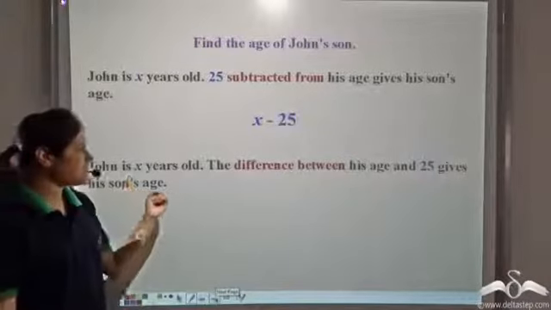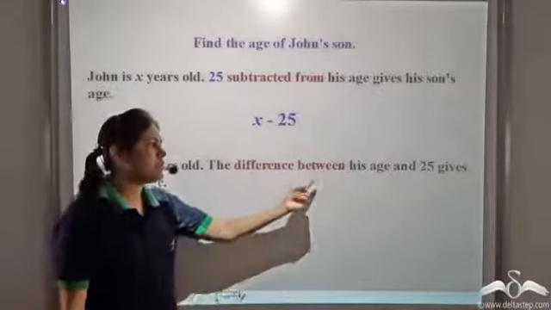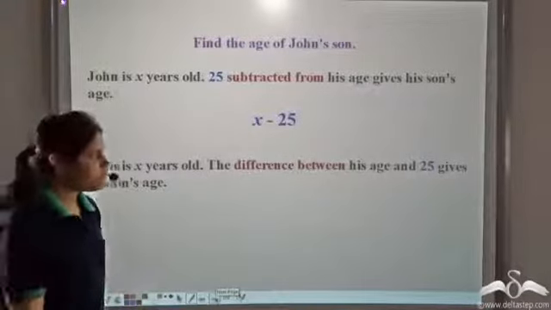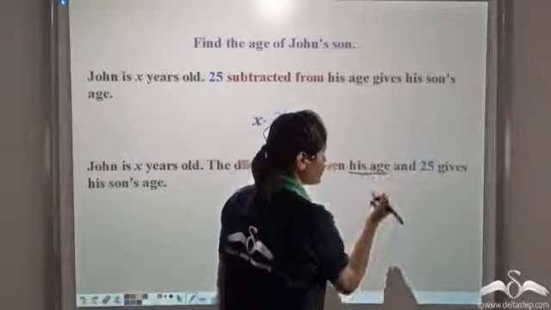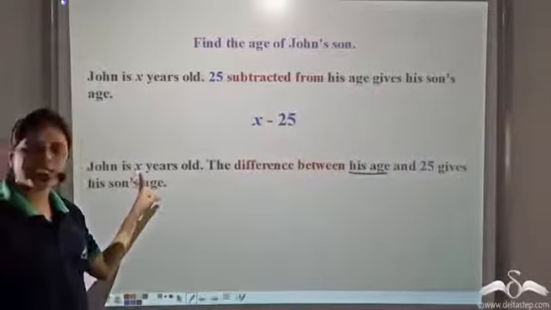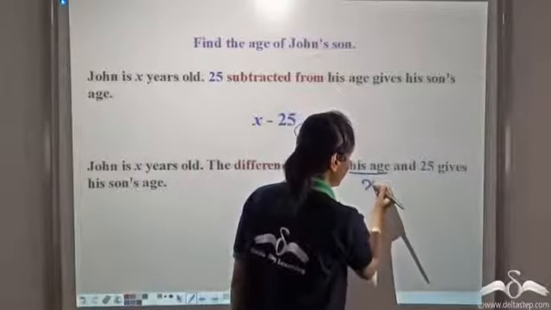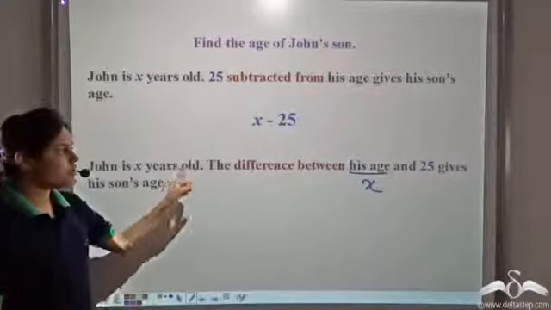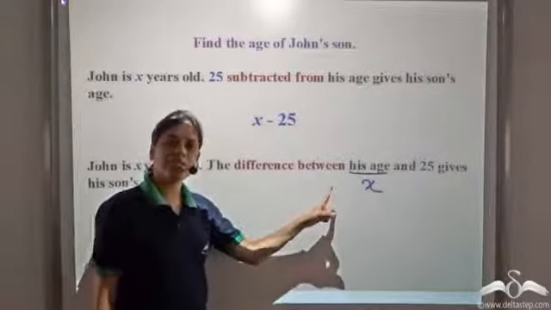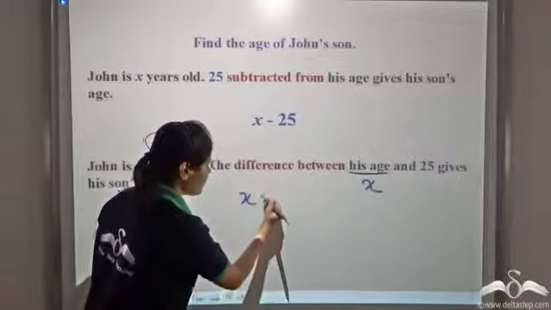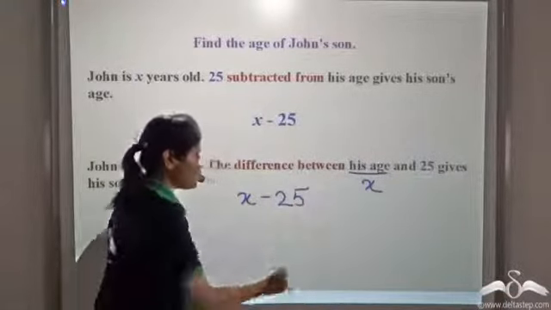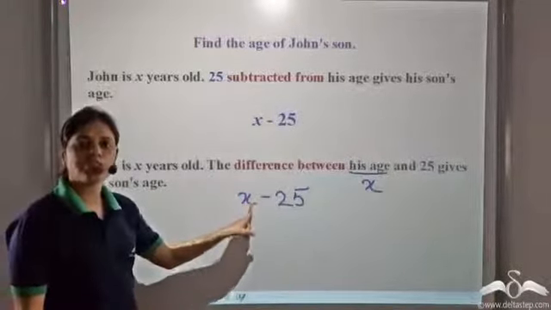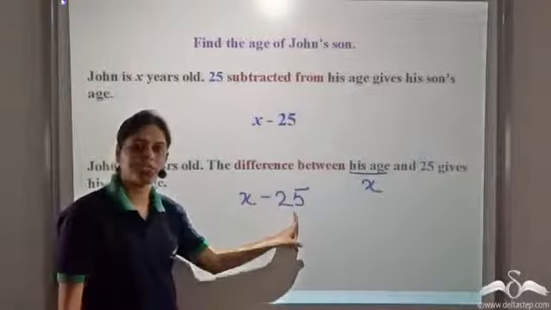Now John is x years old. The difference between his age and 25 gives his son's age. So the difference between x and 25 gives his son's age. What is the difference between x and 25? x minus 25. So the age of John's son is x minus 25.